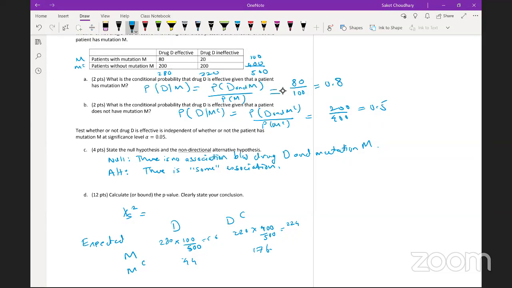Let's see. Yeah, no, sorry, this is wrong. This is 44 and this is 224. Sorry. Okay, I'm going to do the same calculation. So the solutions are already up, but this is what you get. So you get the chi-square value for this by doing this summation.